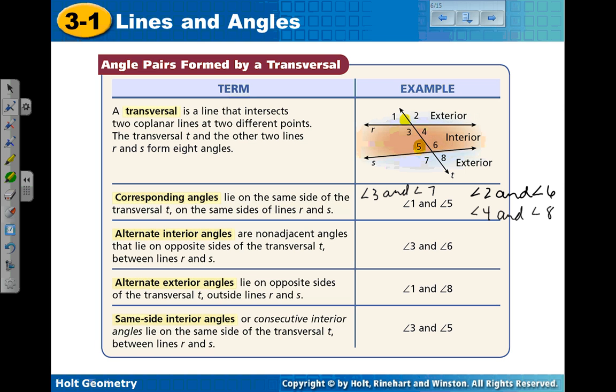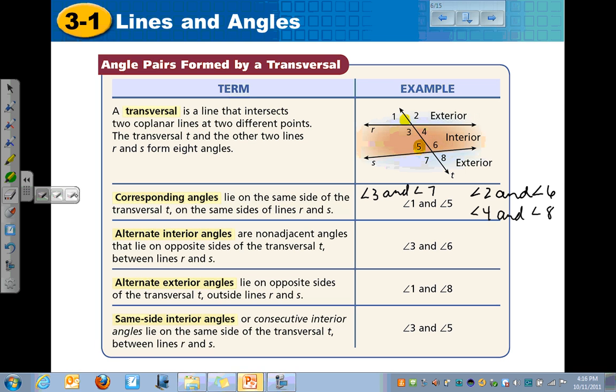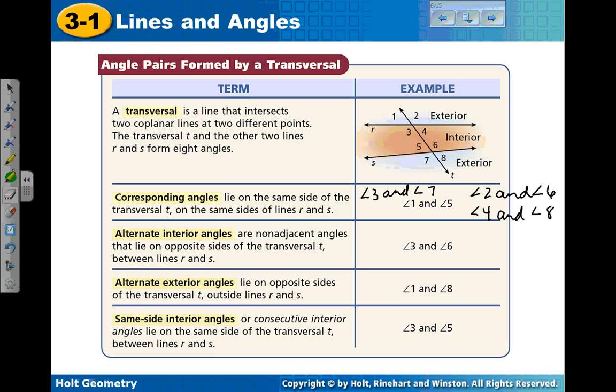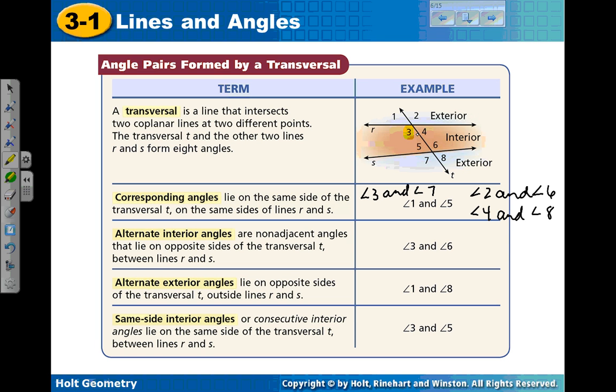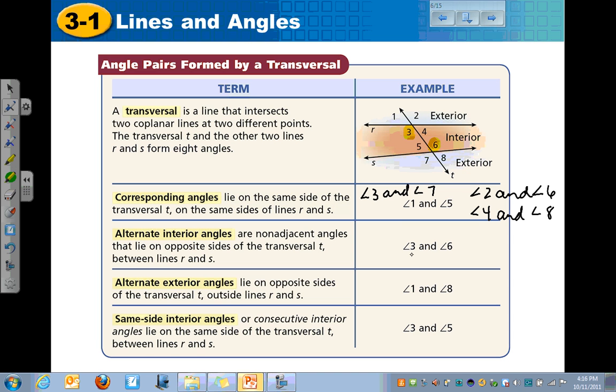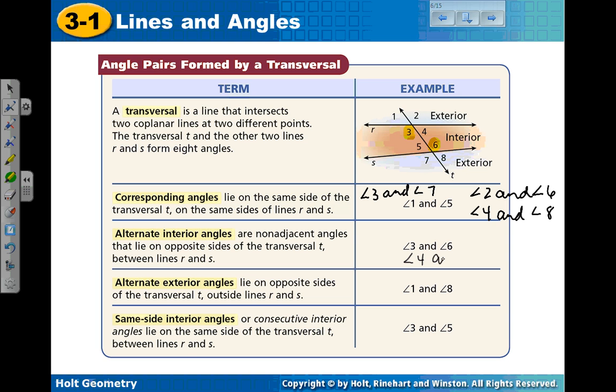Next, we have alternate interior angles. Let me erase my corresponding angles, and I'll mark the alternate interior. Now, alternate means that they are on opposite sides of the transversal. Interior means they are inside. So we have angle 3 and angle 6 as alternate interior angles. And I bet you figured out that angle 4 and angle 5 are alternate interior angles also.